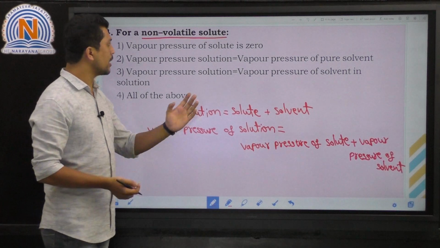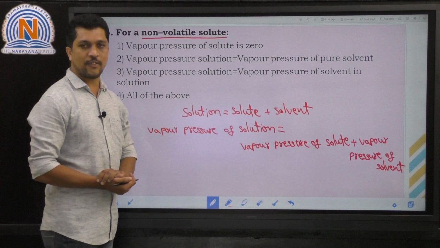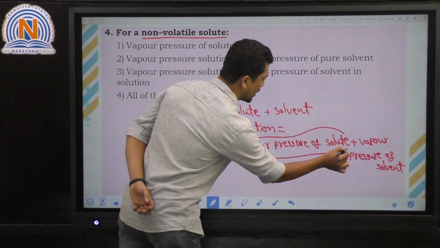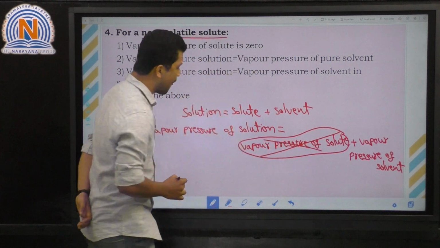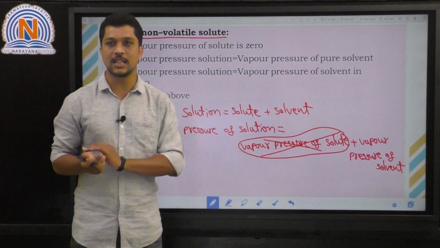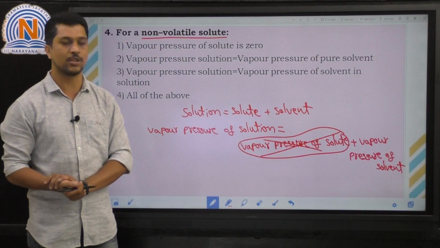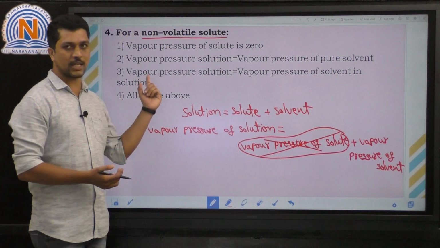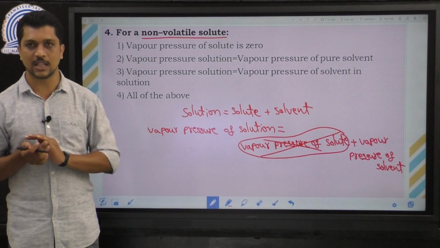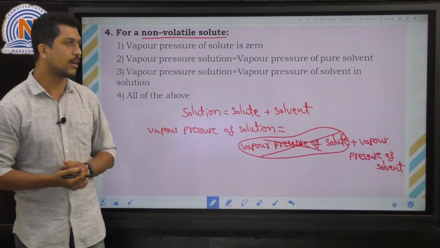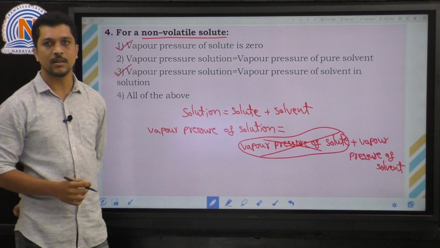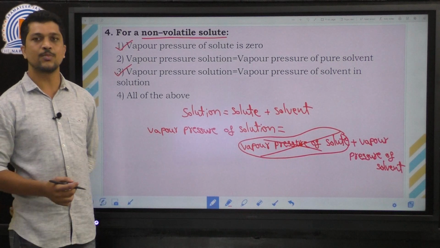So here we know that the solute is non-volatile, so the vapor pressure of the solute is negligible. Then the vapor pressure of the solution is equal to the vapor pressure of the solvent which is present in the solution. The third option is: vapor pressure of solution is equal to vapor pressure of solvent which is present in the solution, right? So the correct answers are the first option and the third option. Let's move on to the next question.